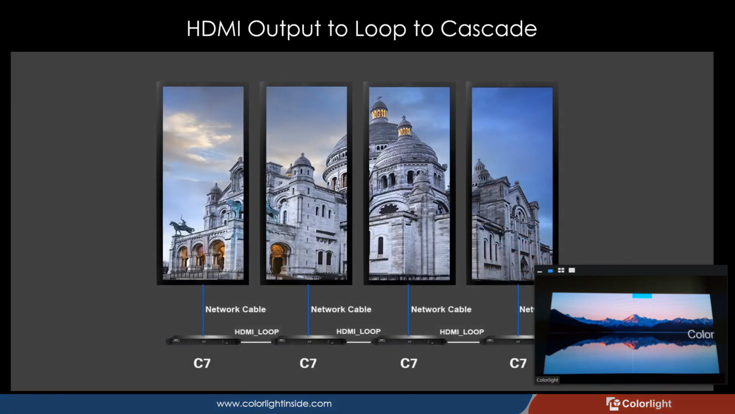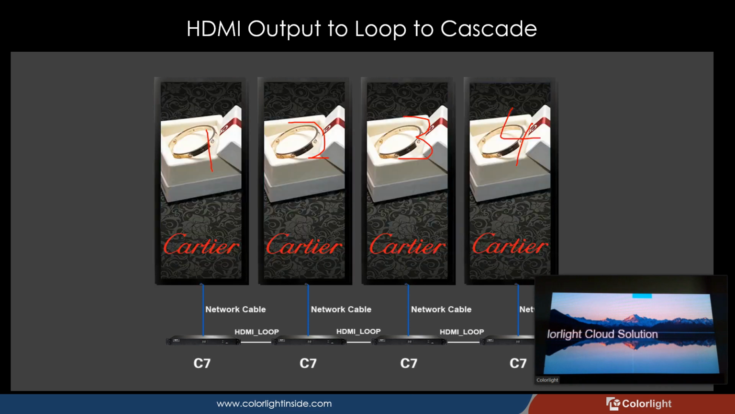The second question, what can the HDMI output do? Just simply look at the picture. There are 4 mirror screens and there are 4 units of C7. Now, the 4 screens are showing one whole picture together. And we can change it into the next one. The 4 C7 units can show the same one picture at the same time.